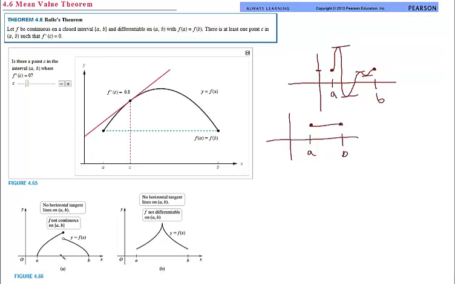Here they show me that Rolle's theorem isn't valid here because f is not continuous, so Rolle's theorem doesn't apply. Rolle's theorem doesn't apply here because f is not differentiable, so neither one of these cases applies to Rolle's theorem.